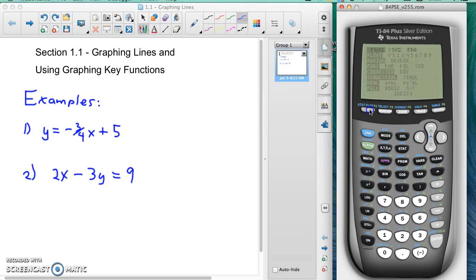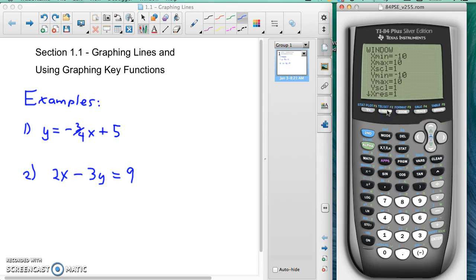So let's go back to the y equals. We started by graphing negative 3/4 x. We need to have a plus 5 here at the end, plus 5. Okay, after that we're going to set the window, and then we're going to use the graph button. And we'll also go over these 2 keys, zoom and trace.